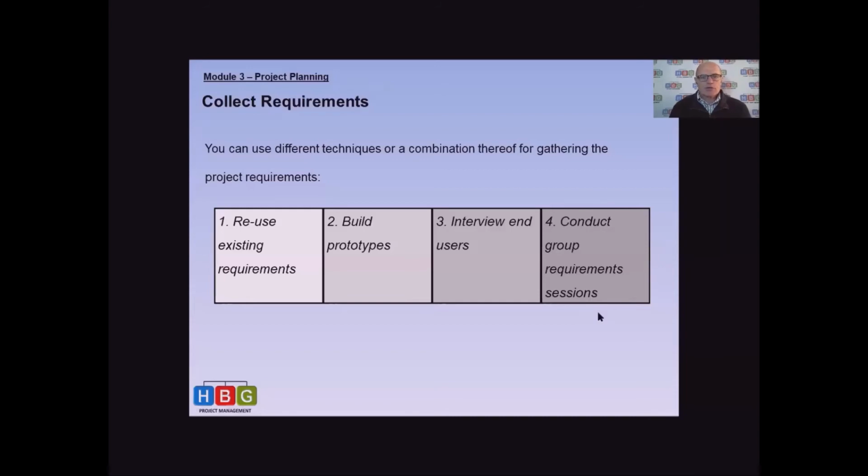So in a lot of industries, people build a prototype. So for example, they build a small prototype of a house or a factory or whatever, and then people can immediately see what is right and what is wrong, and you can then change requirements by visually looking at the model. Interview end users. Very important. So you talk to your end users and you find out what exactly are their requirements, what are their needs, what must the product at the end of the day be able to do that you are going to deliver through your project.